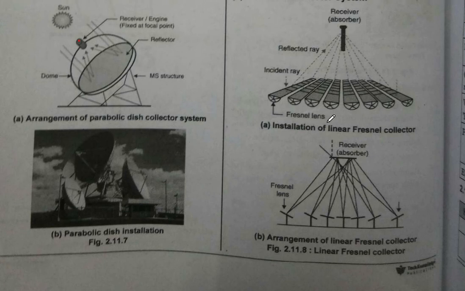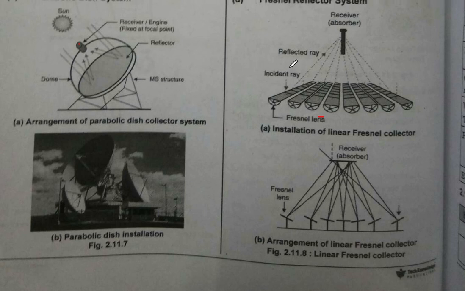Here are Fresnel lenses. They are nothing but just ordinary mirrors. I will be explaining what they are. Then we have the incident ray, reflected ray, and receiver. The incident ray is the ray that comes from the sun. Imagine here's the sun, so the incident ray will come from the sun to my mirror like this. Okay, and this is the same ray but reflected towards the receiver. Okay, towards the focal point. Get it?